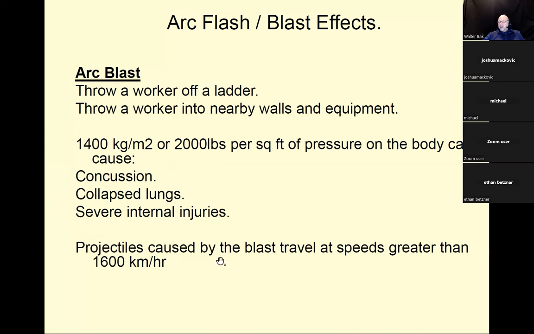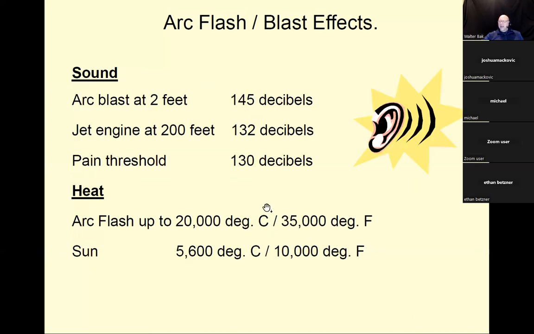Projectiles caused by the blast travel at speeds greater than 1,600 kilometers per hour. It's just like a projectile or a bullet from a gun. And what happens if a bullet that comes out of a gun hits a human body? Well, it can cause a lot of damage. Well, this is just like a bullet. It could be screws, bolts, or nuts traveling at the same speed. They have the same mass or greater than a bullet, and they still travel at the same speed. Well, use your imagination, right?